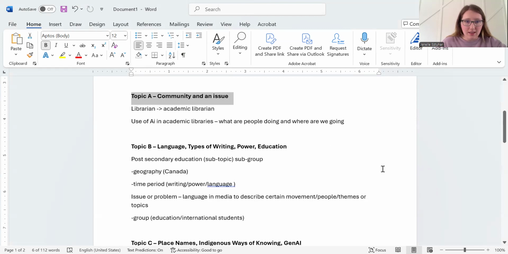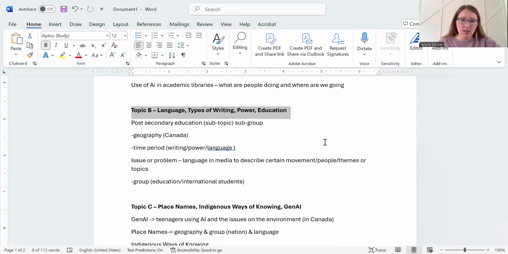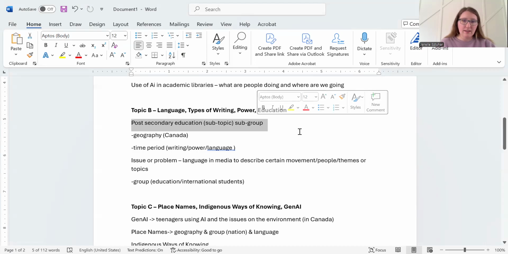For topic B, I see you've got options to do a topic related to language, types of writing, power, or education. And so for things like power, education, maybe even language, a subtopic could be really important here. So I've given the example, if you're looking at education, maybe you pick post-secondary education as an example, right?